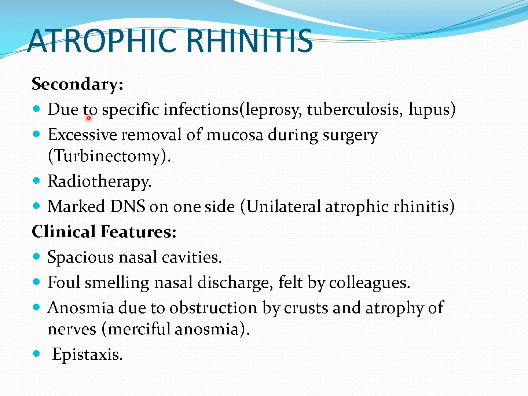Secondary is whenever we do excessive removal of turbinates, and certain diseases like leprosy and tuberculosis can cause atrophic rhinitis. Sometimes radiotherapy can lead to destruction of the mucosa and seromucinous glands. With marked DNS on one side, there will be unilateral atrophic rhinitis on the other side.